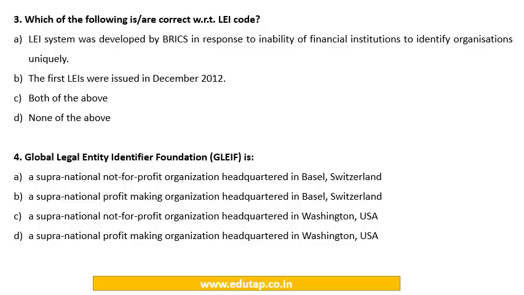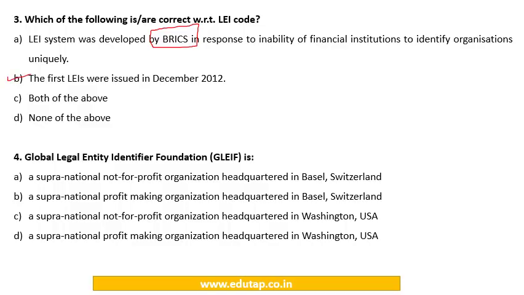Next question. Which of the following is correct with regard to the LEI code? LEI code was developed by BRICS in response to inability of the financial institutions to identify organizations uniquely. Now the first one is incorrect because it was developed by G20 and not BRICS. Further, the first LEIs were issued in December 2012. Both of the above or none of the above. So we have studied that the first such codes were issued way back in December 2012. So the answer is going to be option number B.